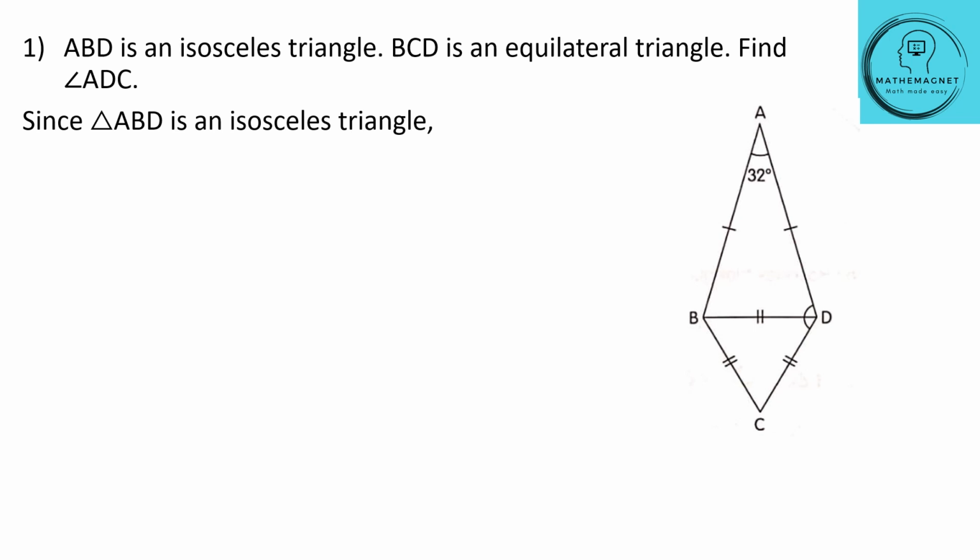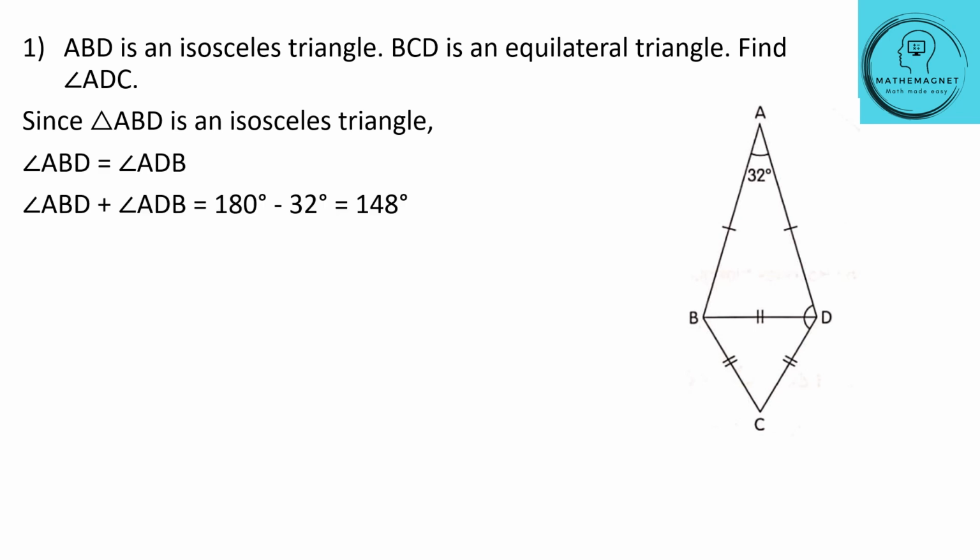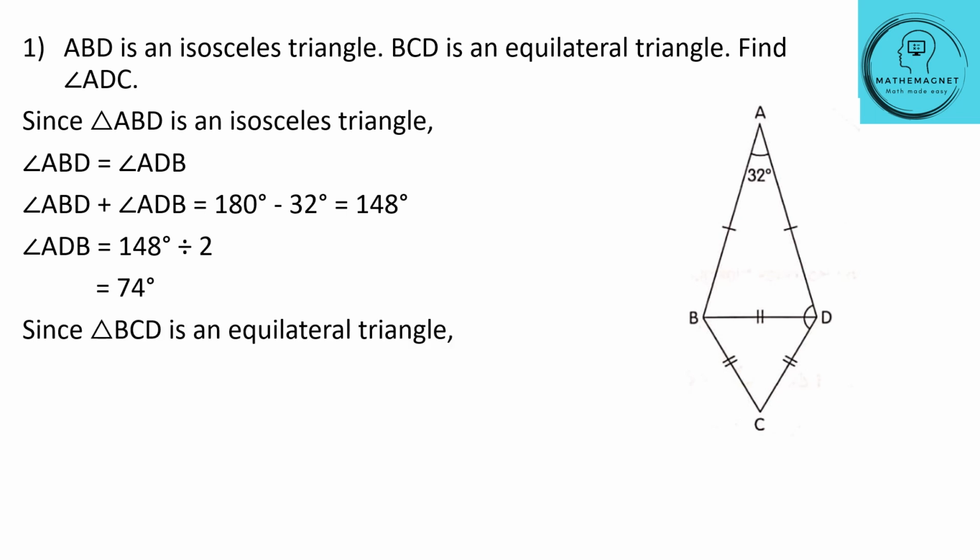Now we know the third angle is 32 degrees. So the equal angles we can find by subtracting from 180 degrees and then dividing by 2. So 180 minus 32 will be 148, and 148 divided by 2 will be equal to your angle ADB and angle ABD, which is equal to 74. Now since triangle BCD is an equilateral triangle, we know all the sides are equal and all the angles will be equal to 60 degrees. So BDC will be equal to DCB equal to CBD, which is equal to 60 degrees. This is the property of an equilateral triangle.